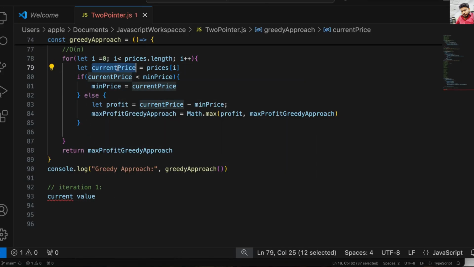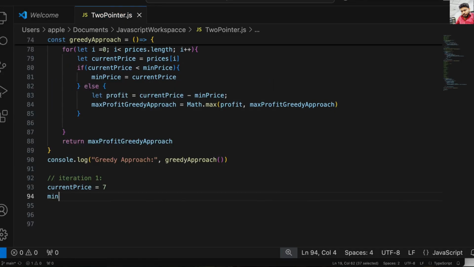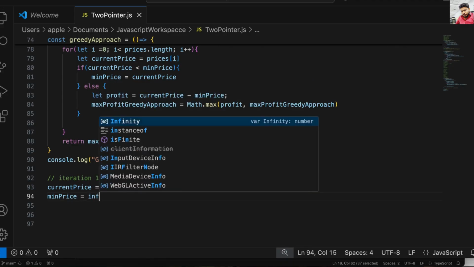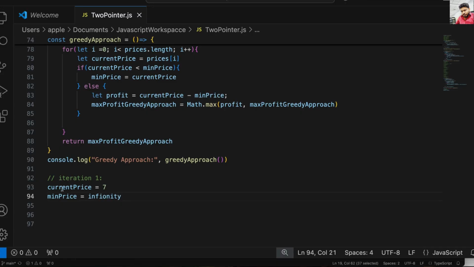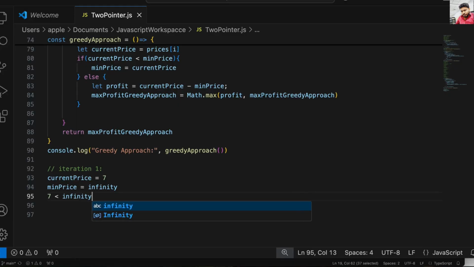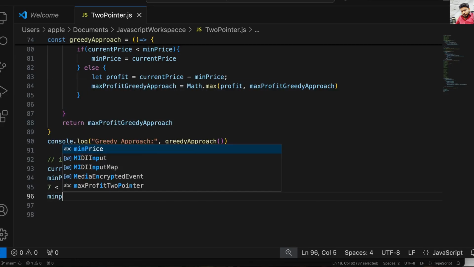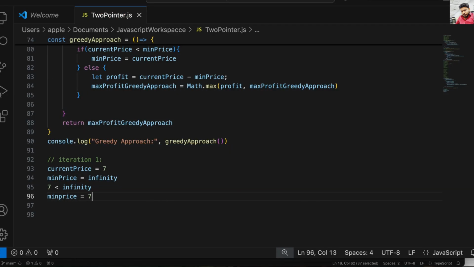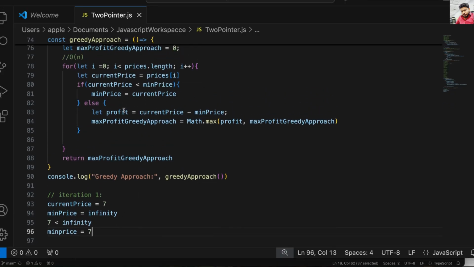Okay, so current price is now 7. Current price is 7, and you know the min price is infinity, which would be the default bigger value. So if we compare, this condition will be satisfied, and we are just updating min price equal to 7. So first it will go into the if, so that is done.